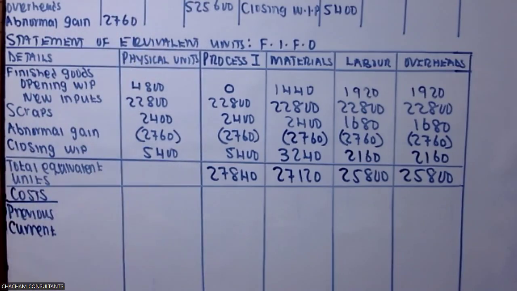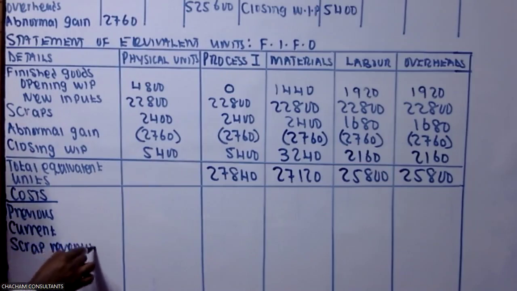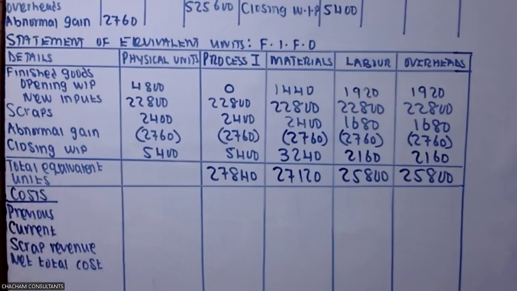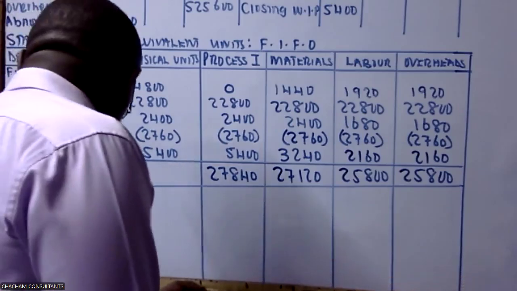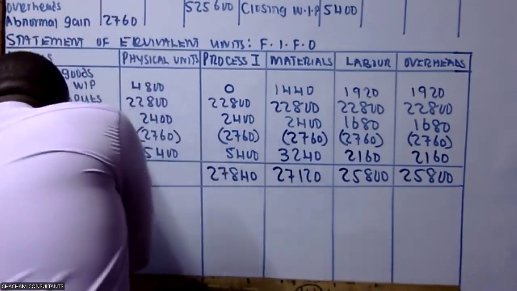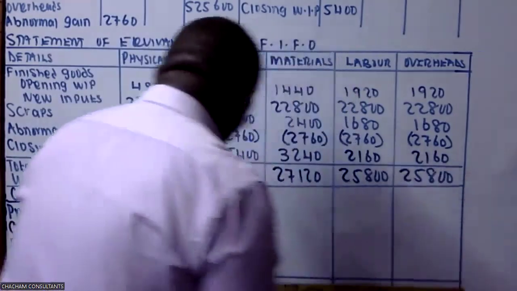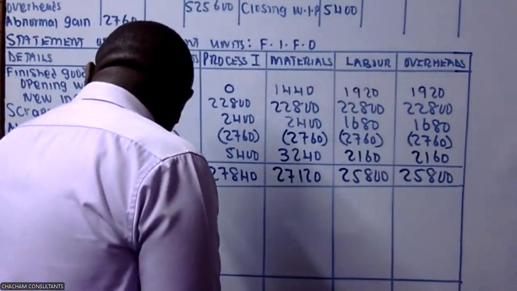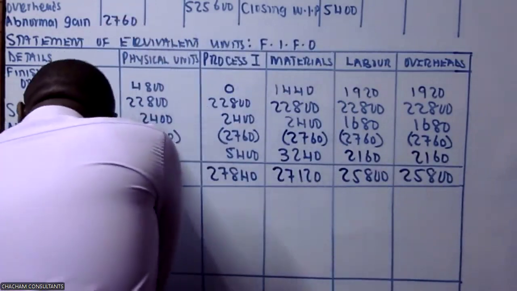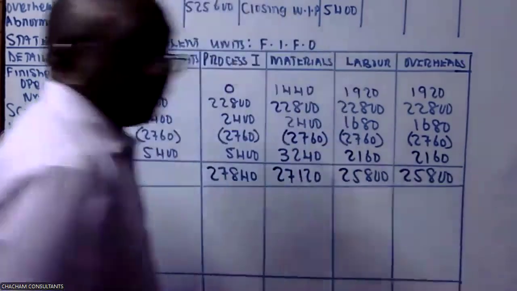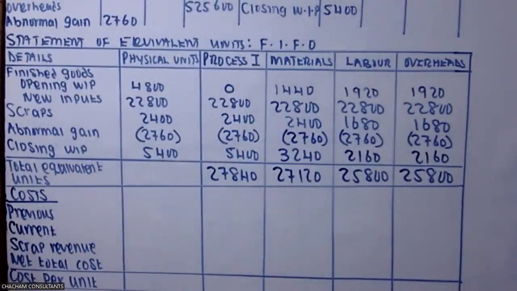So we bring the current, the scrap revenue, then we will get the net total cost, and then we get cost per unit. Hapo ndio itakuwa mwisho ya hiyo table.